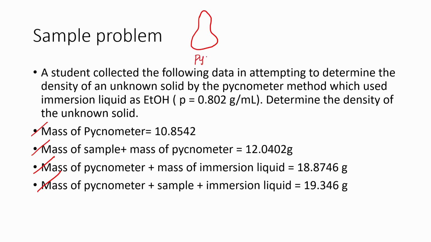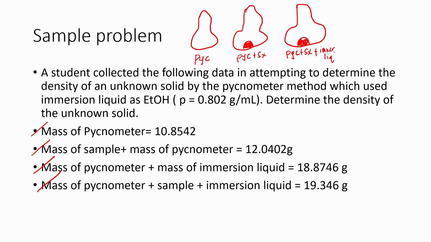Picnometer only. Understood? Mass of sample plus picnometer: you put your sample in the picnometer. Okay? Do you understand so far? Next, mass of picnometer plus sample plus immersion liquid, or liquid for short. You put the sample inside.